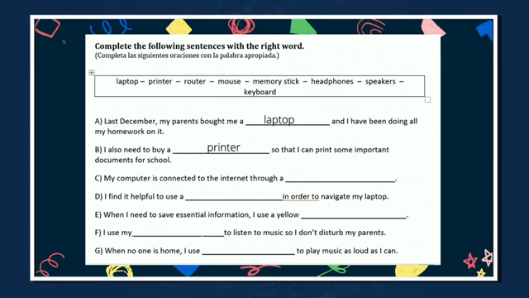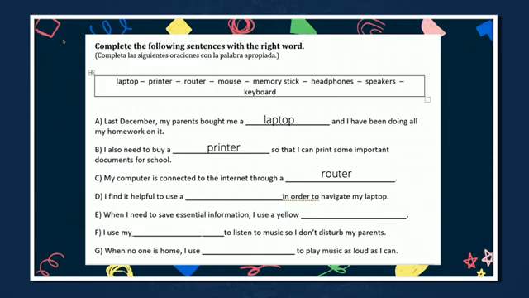Letter C. My computer is connected to the internet through a... Mi computadora está conectada a la internet a través de un... What is the word? Keyboard? Memory stick? Router? Yes, through a router. My computer is connected to the internet through a router.